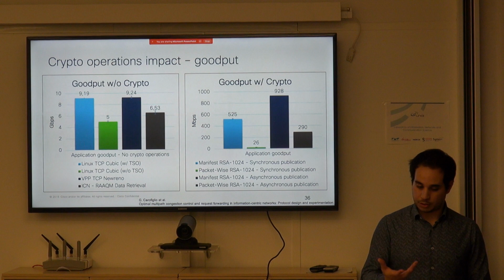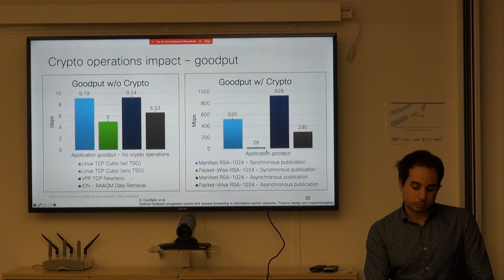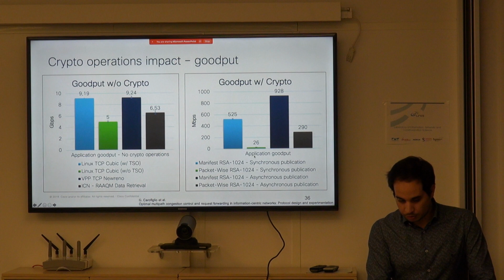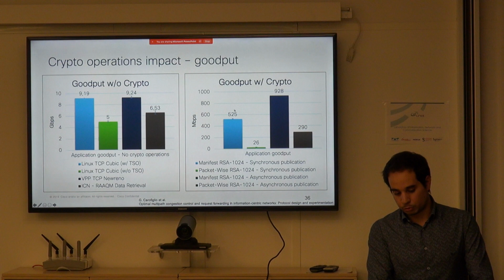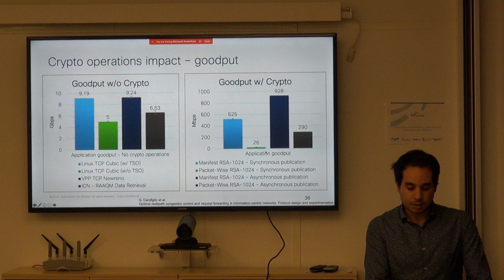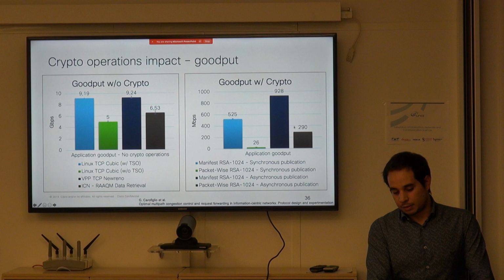So in the first case, we can see that without using the manifest, we reach a goodput at application level of only 26 megabits per second. This is not a feasible solution. Using the manifest, we still reach a goodput which is, let's say, acceptable, 525 megabits per second. In the second case, if you just verify the signature, we're able to reach 300 megabits in case of synchronous publication and per packet signature, and almost 1 gigabit in case of manifest.